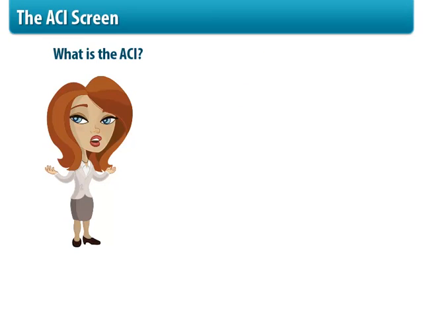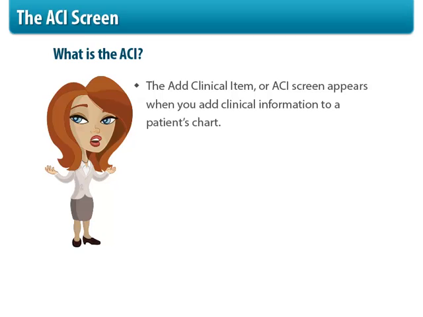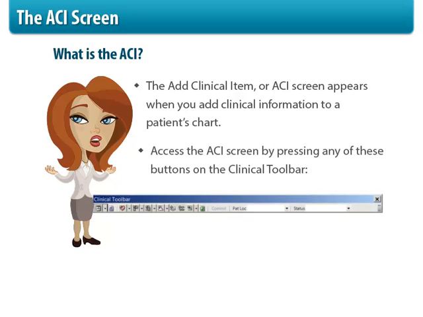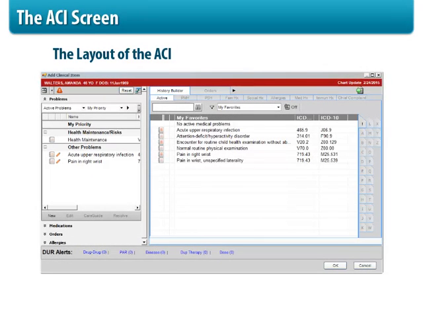The Add Clinical Item, or ACI screen, appears whenever you are adding clinical information to the patient's chart. The ACI screen can be accessed by pressing the P button, the RX button, the Beaker button, the Open Book button, or the CC Plus button on the clinical toolbar. The ACI is divided into two main tabs with a series of sub-tabs included underneath each tab.